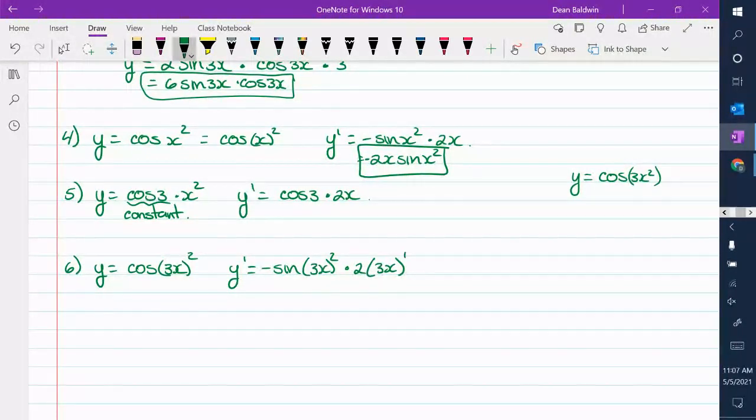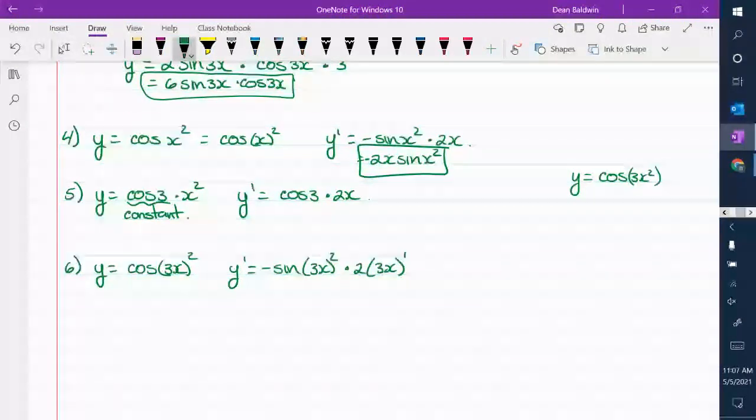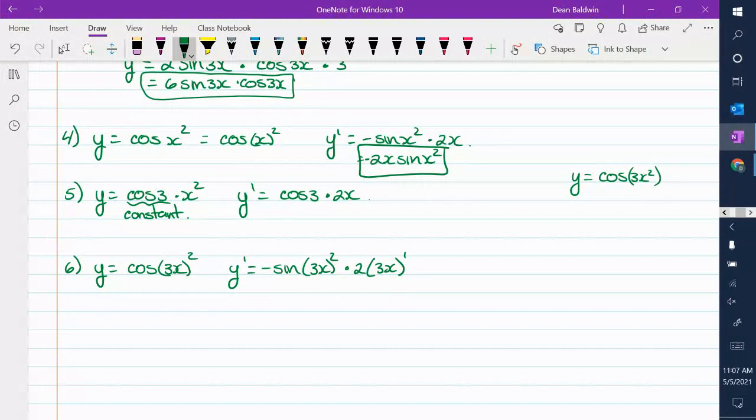That's the other way to do it. I'm not done with this yet. I lost my train of thought. Times the inside derivative. What's the derivative of 3x? 3. So then you can go 3 times 3 is 9, times 2 is 18, times the negative.